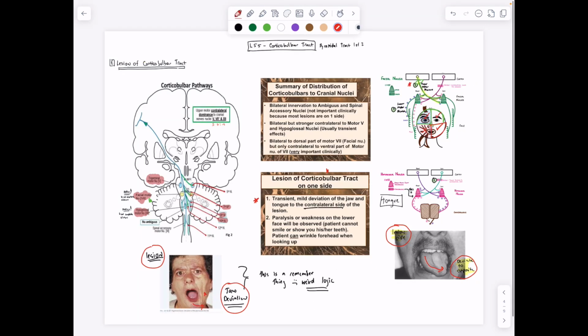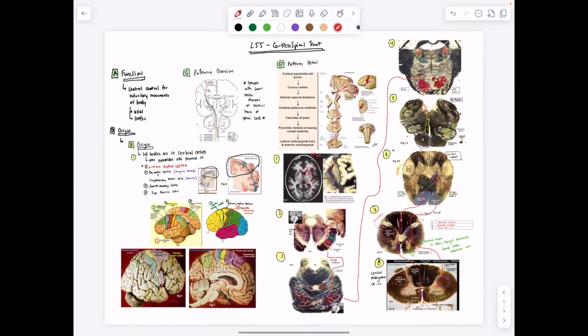And the logic is a little funky, but I think you just remember, because it's contralateral, the side of the lesion is going to be contralateral to the deviation, right? So the deviation is going to be on the side that's opposite to the lesion on the corticobulbar tract. Yikes. Okay, so then moving on, we talked about the corticobulbar tract.